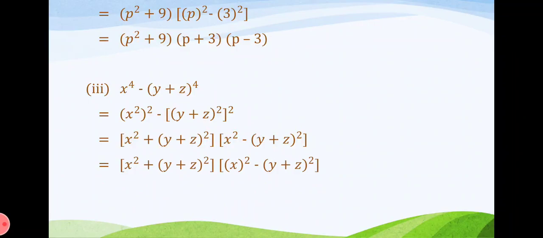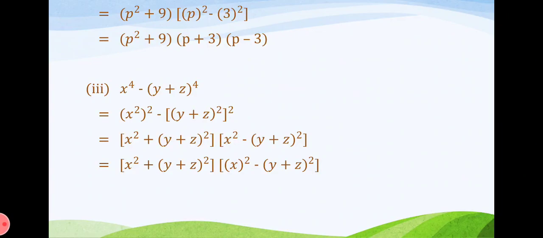That is equal to, again because of the plus sign we cannot do anything, so we will carry forward as it is, (x² + (y + z)²). Now the second bracket, you know that x² is the perfect square of x and (y + z)² is the perfect square of (y + z). So again we carry forward this and write (x² + (y + z)²)(x² − (y + z)²).